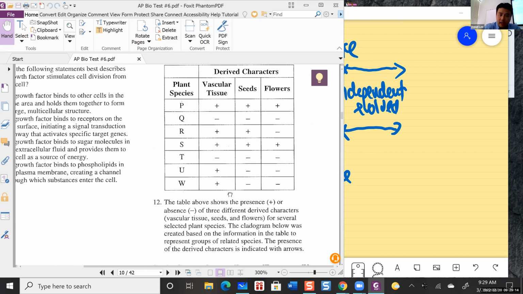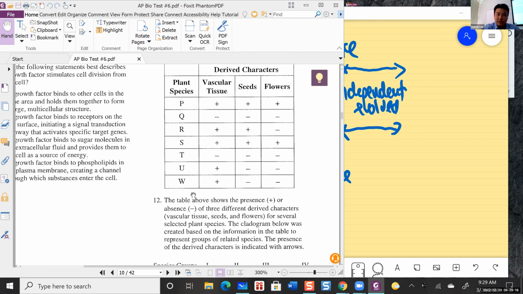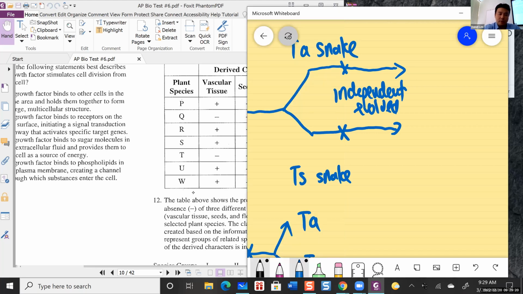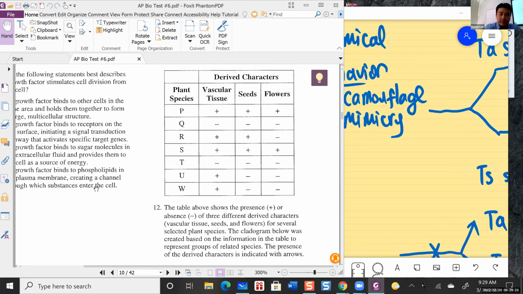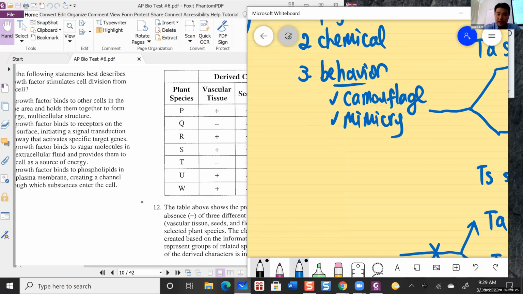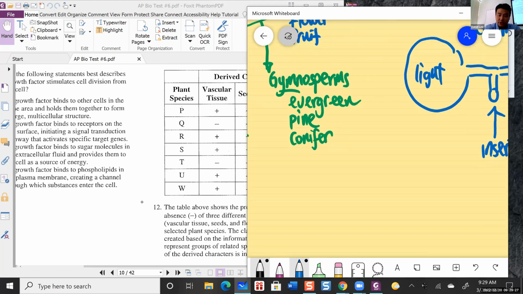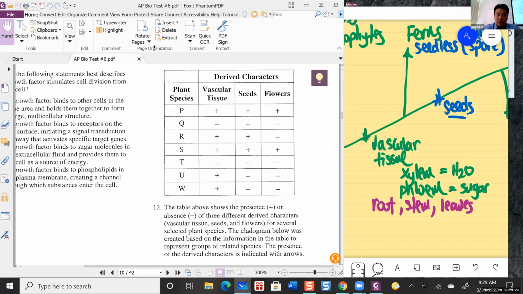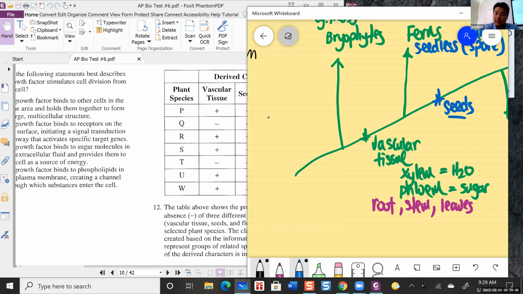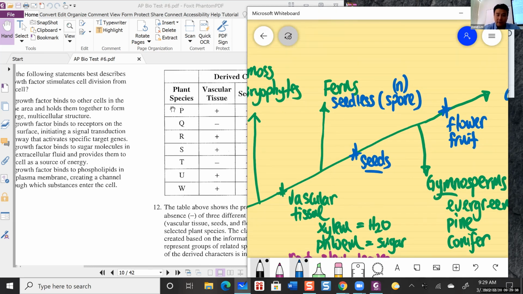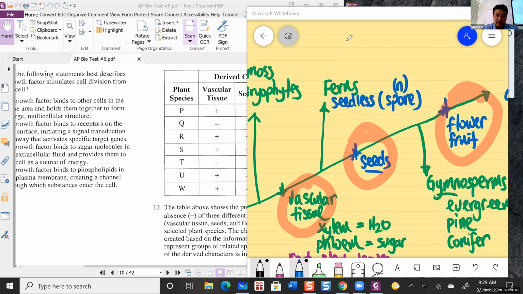Okay. Next one. Alrighty. So this is a cladogram, phylogeny. So this is similar to what we were doing actually. I'm looking at this and you see that we have vascular tissue that has to do with the plants, right? So some of them have vascular tissue, some don't. Some of them have seeds, some don't. And some of them have flowers. So aren't those the three derived characteristics that we have here, right? If you have vascular tissue, you have seeds, you have the flowers.